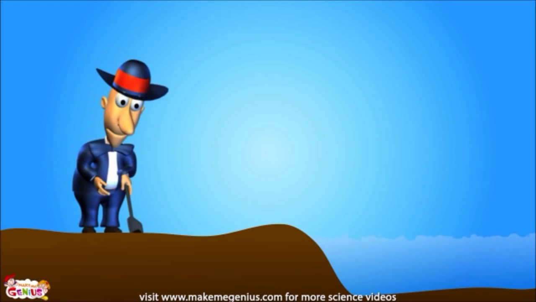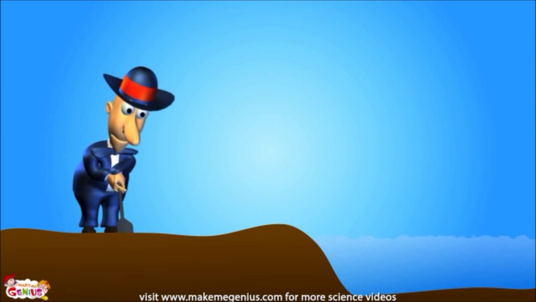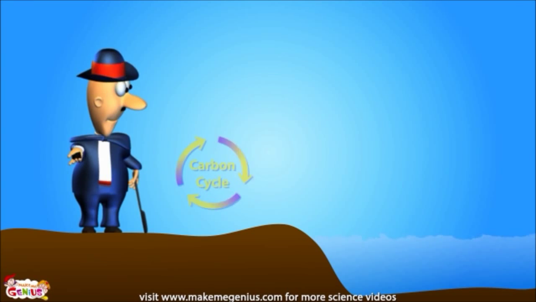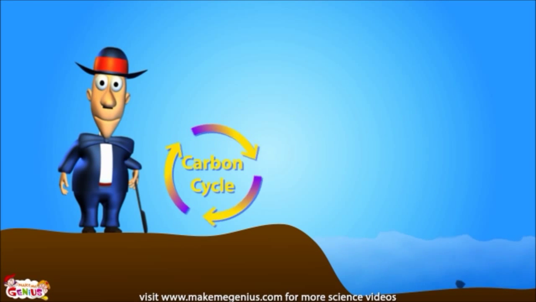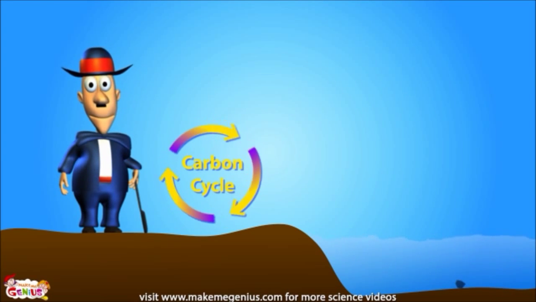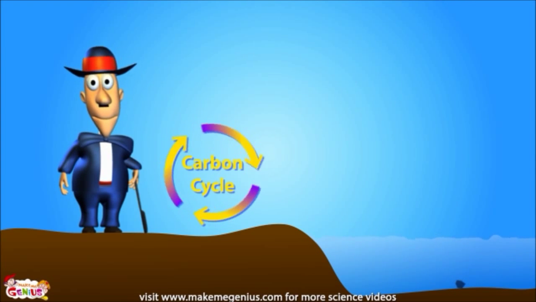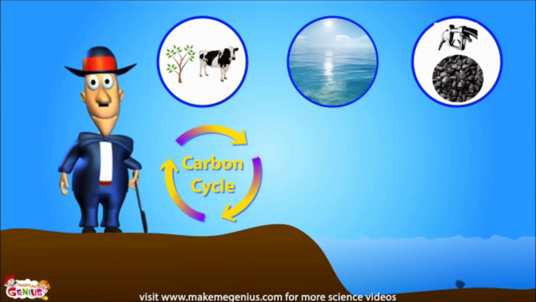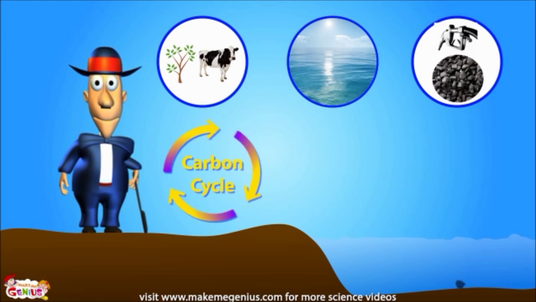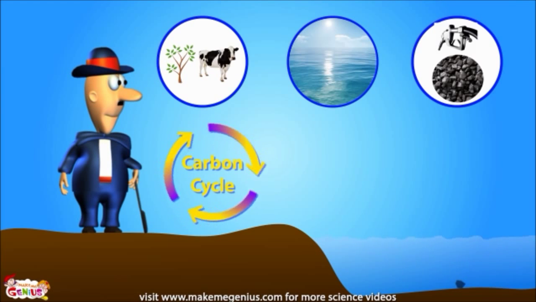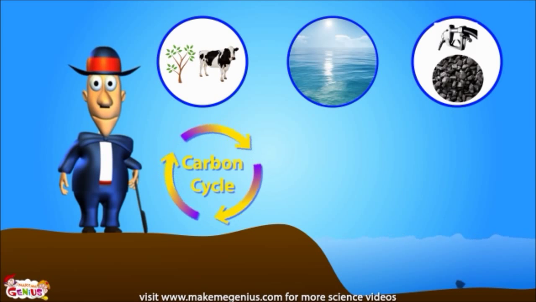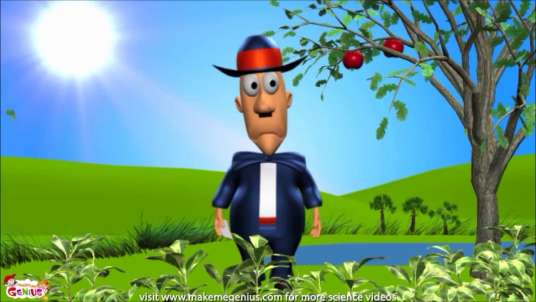You know, the same cycle happens in water too. In fact, the ocean floor has such huge amounts of carbon stored in it that it is called a carbon sink. So, can you tell me some ways carbon is stored in the earth? Very good! Carbon is stored in living things, in oceans, and as fossil fuels, like coal and petroleum, deep underground.